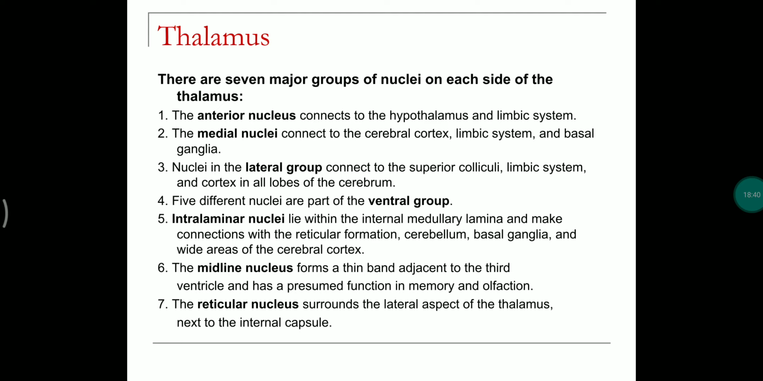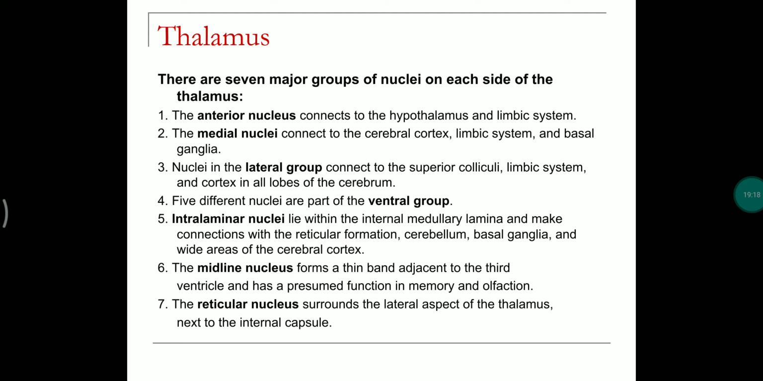And there are seven major groups of nuclei. Nuclei means a group of neuron cell bodies in the brain. The seven major nuclei are anterior, medial, lateral, ventral, intralaminar, midline, and reticular nucleus. The anterior nucleus connects the hypothalamus and limbic system. The medial connects the cerebral cortex, limbic system, and basal ganglia. The lateral group connects the superior colliculi and limbic system.